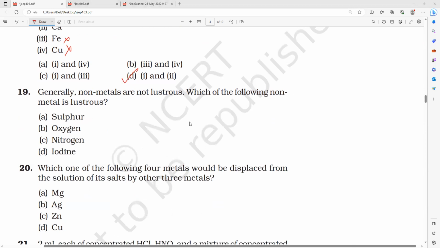Next, generally non-metals are non-lustrous, but which of the following non-metals is lustrous? Iodine. Exceptional case. Exceptional cases are always very important.